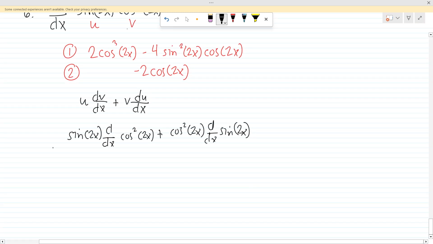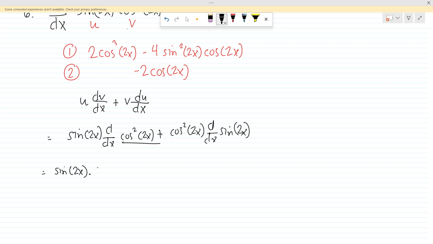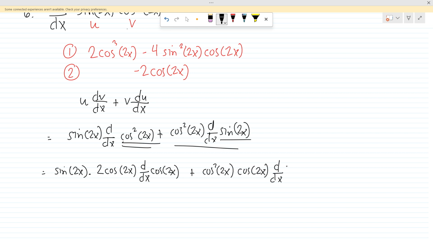We are going to differentiate first our first term. So we have here sine of 2x. What is the derivative of cosine squared 2x? That would be 2 cosine of 2x, then take the derivative of our base function, cosine of 2x, plus cosine squared of 2x. Then what is the derivative of sine 2x? Cosine of 2x, then take the derivative of 2x. So we have here 2 sine of 2x cosine of 2x. Then what is the derivative of cosine 2x? That would be negative sine of 2x, then take the derivative of the angle, which is 2x.